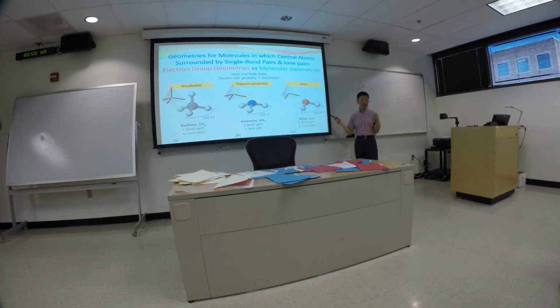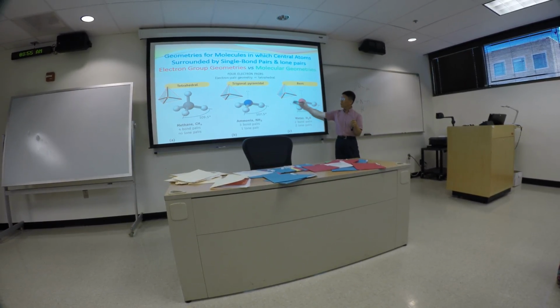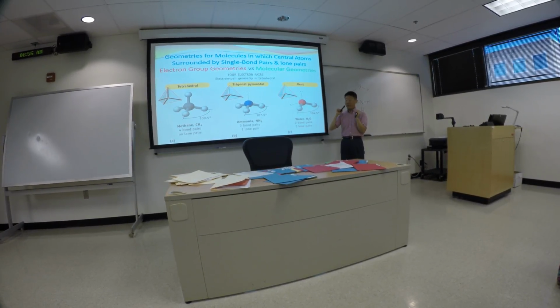Water, as another example. When you draw a Lewis structure of water there, you end up with 2 lone pairs of electrons on the oxygen atom. So this is the central atom. Okay.